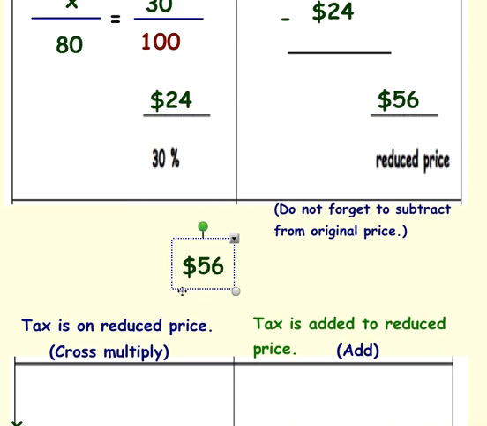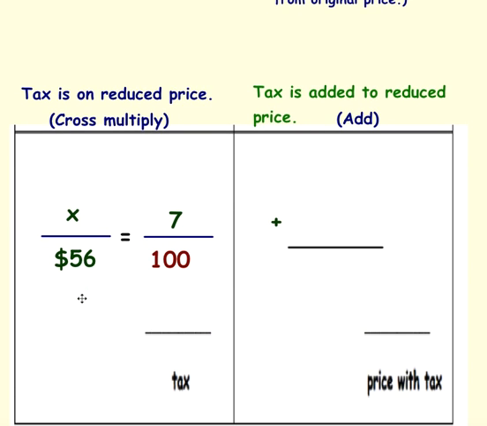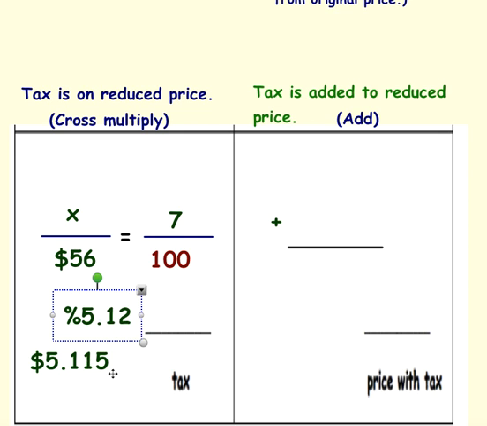So we're going to use this amount of $56, and that's going to go here. And depending on which county you live in, your sales tax might vary a little bit. So in this particular county, the sales tax is 7%. So she's going to find 7% of this amount. And if you notice, when you cross multiply, you're going to get this dollar amount, which is almost $5.12. And what you notice is the state will be rounding this up to the nearest cent. So the nearest cent would be $5.12.